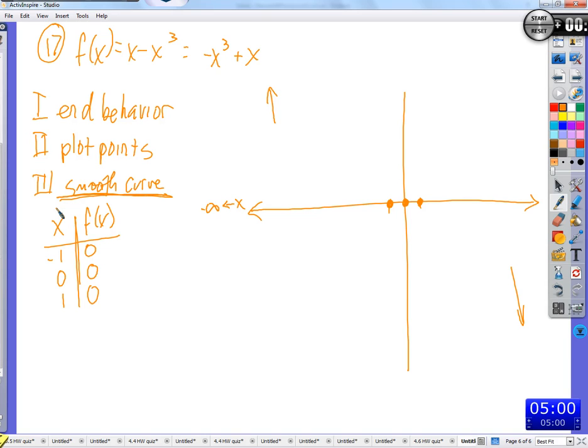Okay. So here's an example of not a smooth curve. That is not what this graph looks like for sure. All of the graphs of all these polynomials are smooth. It means they have no points like this. They're not pointy.